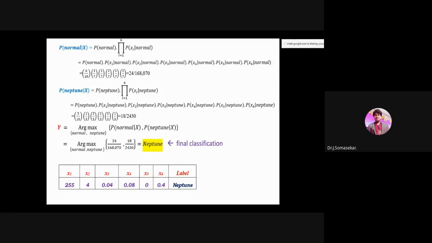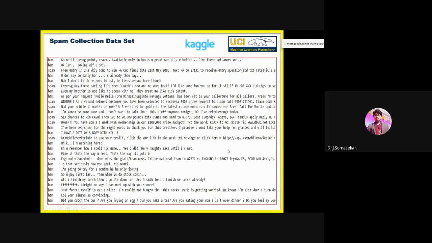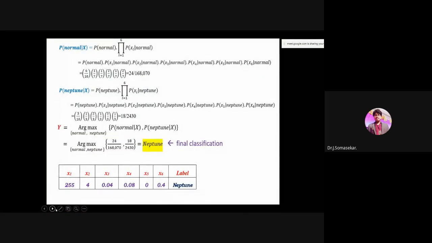So here what we are going to do is we have to calculate probability for normal as well as abnormal. Abnormal means in our data we have a Neptune attack, that is one type of web browser related attack. So for that we have to find both probabilities. First we have to calculate probability of normal given x.